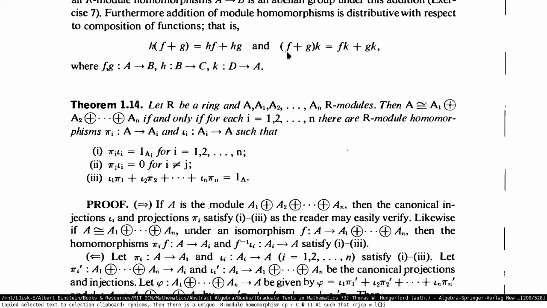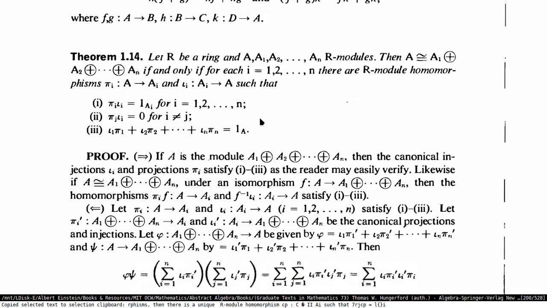And for the last one, I believe you can just take an isomorphism from A to the direct sum. Then if you compose F, this isomorphism, with this projection and injection, you're going to get maps from A to each component and vice versa. And that'll satisfy 1, 2, 3.